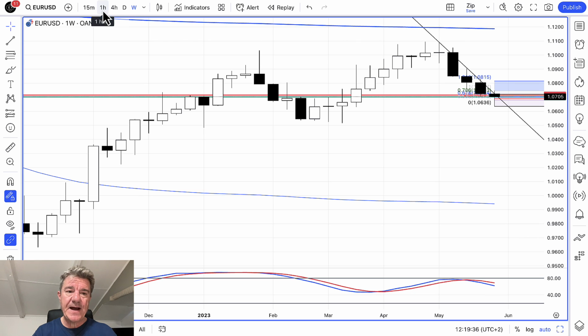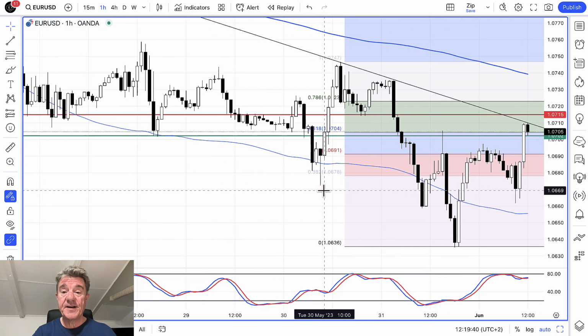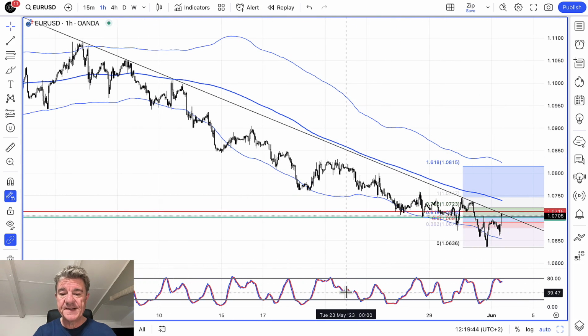Let's go back to the hour chart where we were just now. And this is the hour chart. Now if I zoom out on the hour chart, I'll show you what I've got on here. I've got the 14, 7, 3 slow stochastic. You could use the 14, 1, 3 stochastic, the fast or the normal stochastic.